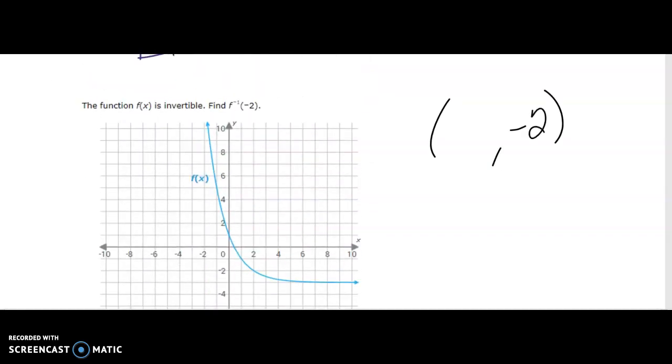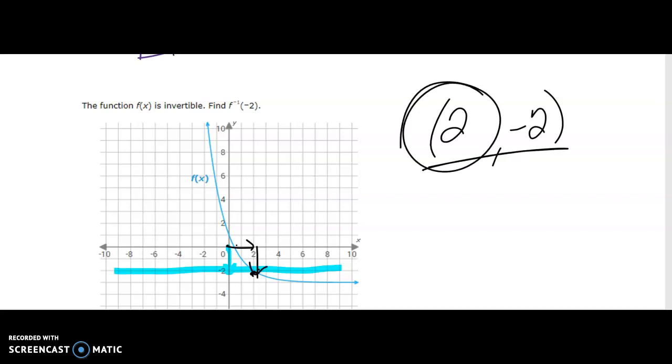So your y is -2. So we're going to go down 2. And where does the blue graph cross the blue line that I just drew? And it's right there. So how do we get there? We go over left 2 and down -2. So what's your x? 2.